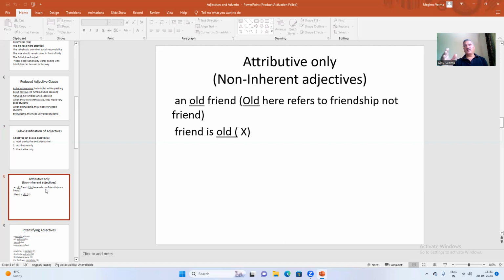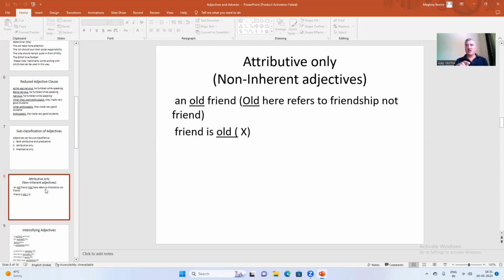An old friend. Okay, when we use old to refer to friendship and not friend, यानी ये मेरा पुराना दोस्त है, तो पुराने से मतलब ये नहीं है कि वो दोस्त पुराना है, दोस्ती पुरानी. So when we use adjectives like this, it is called non-inherent use of adjectives. When the adjective does not characterize the noun, but it characterizes something else.